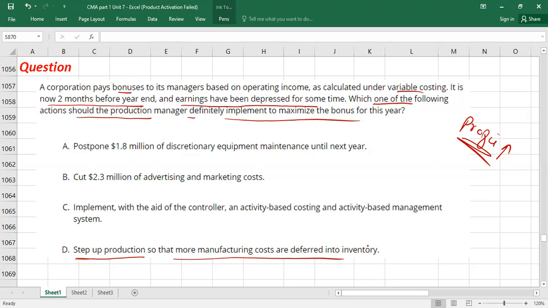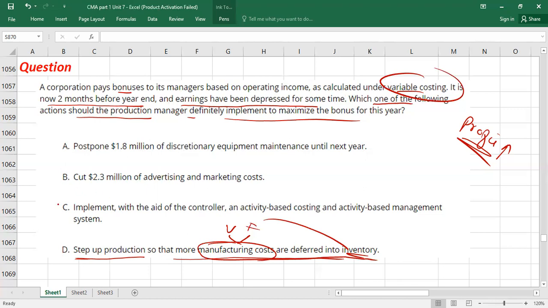Understood what I said? Should I say again? I'm saying again. But remember your words: more manufacturing costs are deferred into inventory. First understand the word manufacturing cost: it includes variable and fixed both. They're saying do it in a way that these manufacturing costs should go to inventory. Tell me, in variable costing, will fixed cost go to inventory? Fixed costs don't go to inventory. We treat them as a period cost. That is why this action is not going to work, because the question is about what? Variable costing. This is not going to work for you.